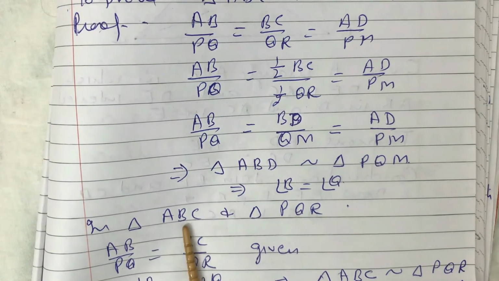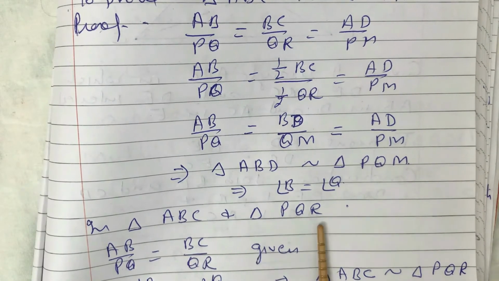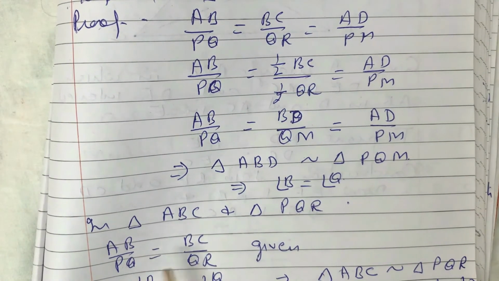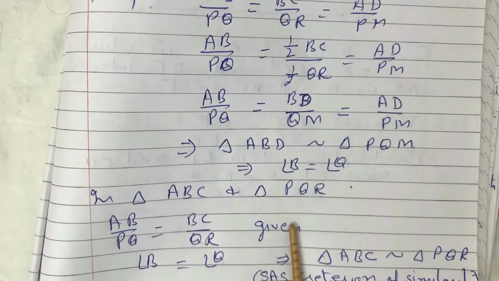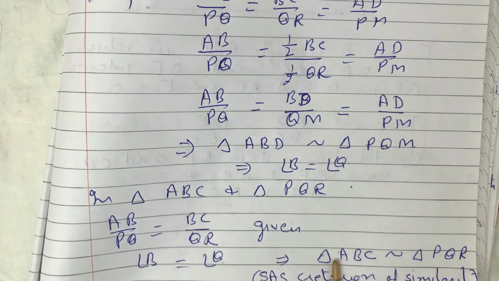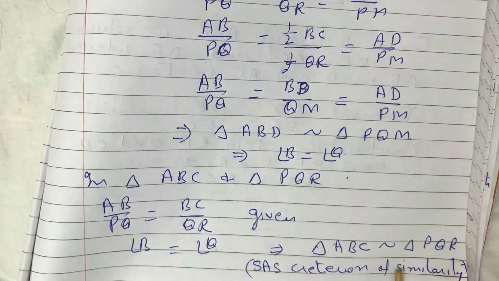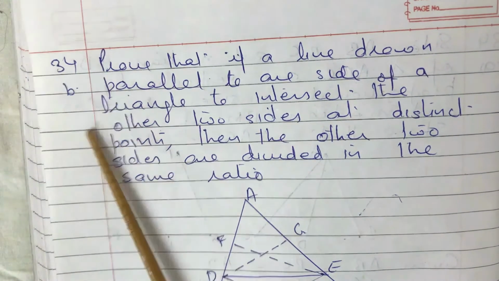Now in triangle ABC and triangle PQR, AB by PQ is equal to BC by QR. This is given. Angle B is equal to angle Q. This is what we have proved. So triangle ABC is similar to triangle PQR. SAS criteria of similarity. So hence proved. Now 34th question B part.